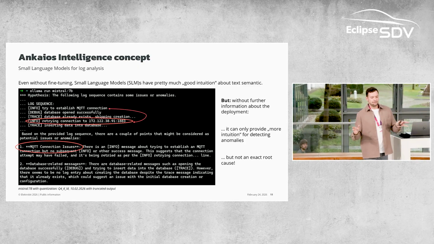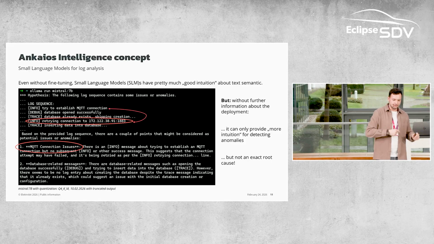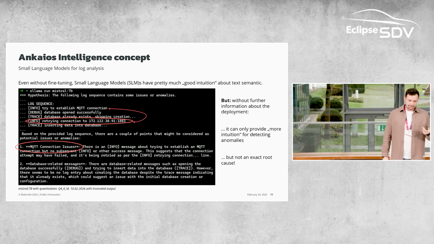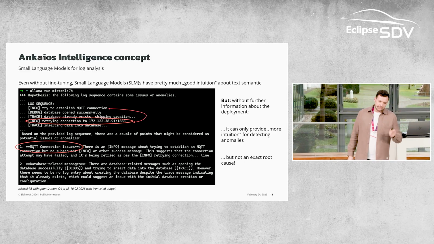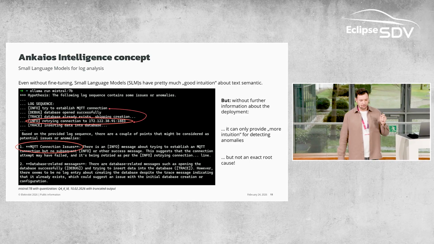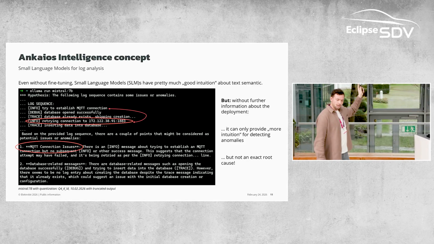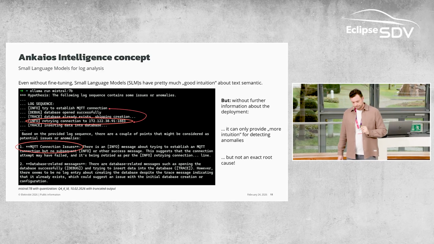And for our journey, we asked ourselves, can we transfer this kind of intuition to find anomalies, and their good text semantic understanding, inside the vehicle? And we tested a lot of small language models with different parameter sizes. For example, here you can see, even without training, with prompt engineering and all that, they have pretty good intuition about text semantics to find anomalies inside a log sequence. Here it's pinpointing that there is some MQTT connection issue, and it's doing that well.